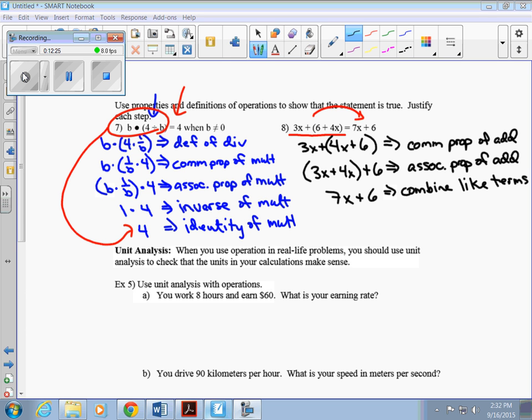Then there's the answer for question number 8. Notice we use the commutative property, then the associative property, and then simply 3x plus 4x is basically combining like terms, so we have that.